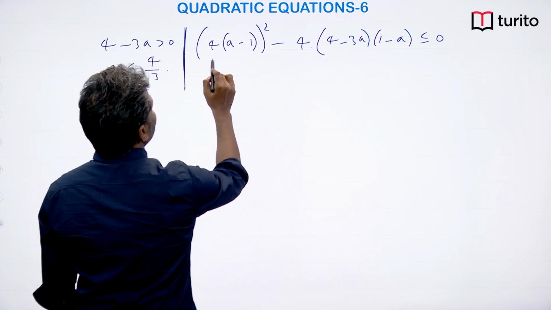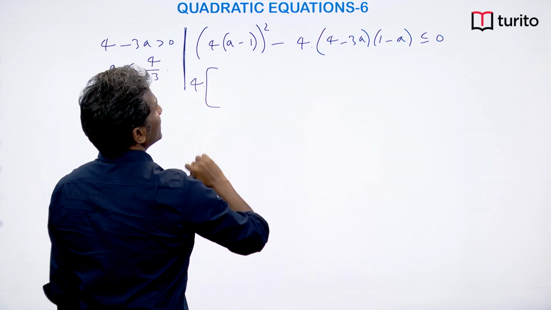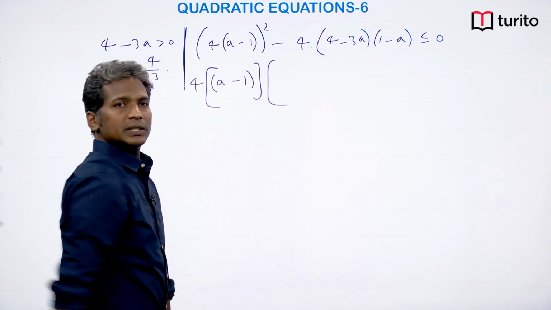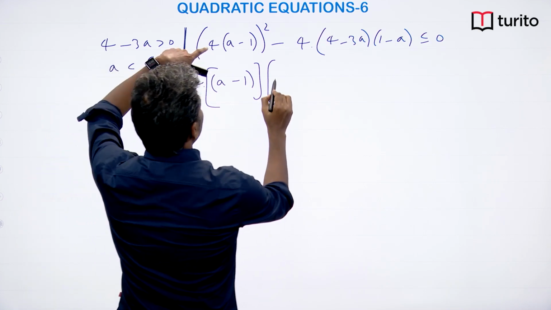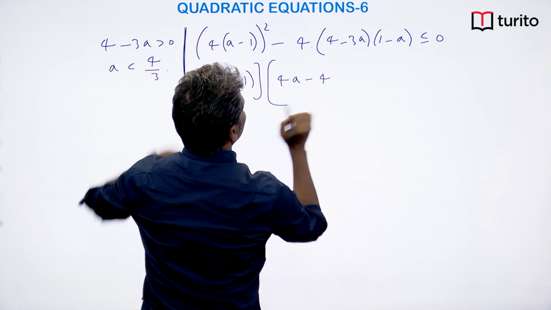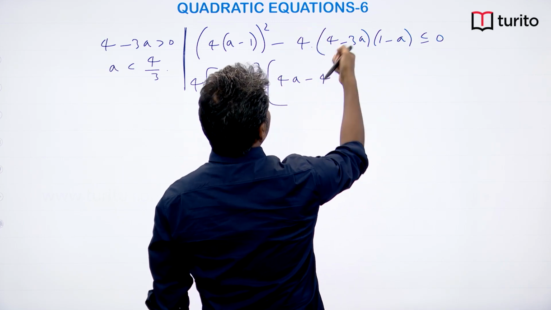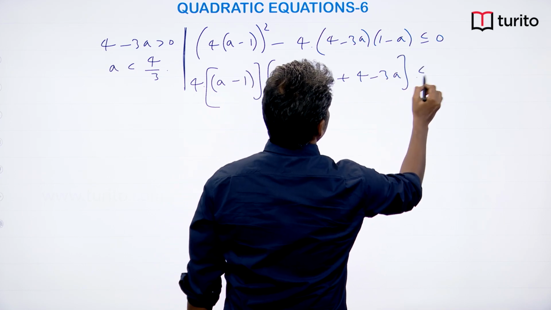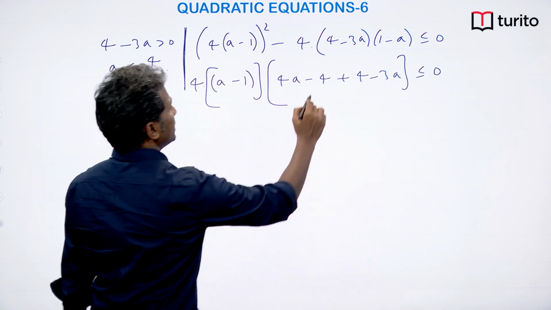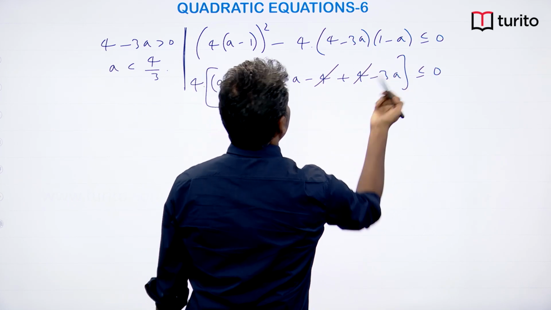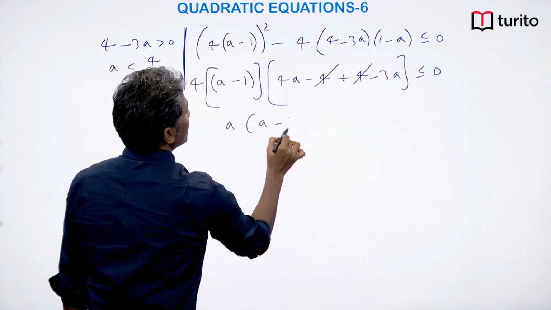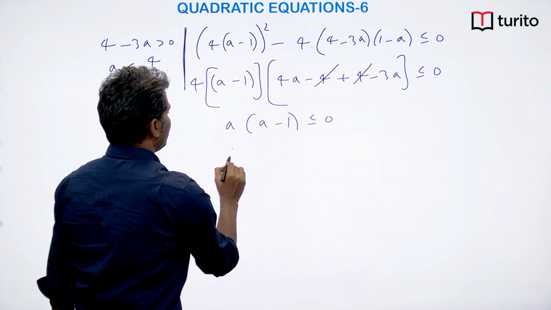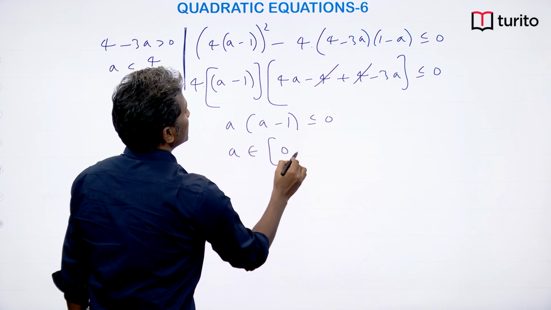So, now I can take 4 common, I can also take a minus 1 common. What remains here? I'll be left with 4a minus 4 over... if I take a minus 1 from here, it becomes plus sign here. So plus 4 minus 3a, this must be less than or equal to 0. Here this 4 gets cancelled and we got a here, beautiful. This inequality has become even simpler. So now how to solve this? You know this standard inequality. So a will be belonging to 0 to 1.